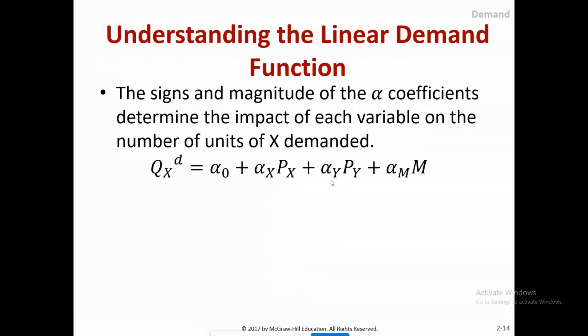And this mathematical expression is important because the coefficients' signs and magnitudes tell us the impact of each variable on the quantity demanded of X. The sign tells us their relationship, positive or inverse, negative. The magnitude tells us whether the economic impact is big or small.